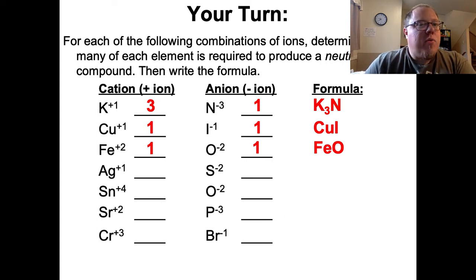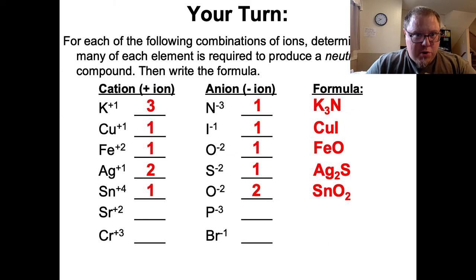Next one, positive 1 and negative 2. So this would be a 2-to-1 ratio. Formula would be Ag2S. Okay? Next one is a positive 4, negative 2. All right? So this one, we would need a 1-to-2 ratio. Be careful of that. Formula would be SnO2.